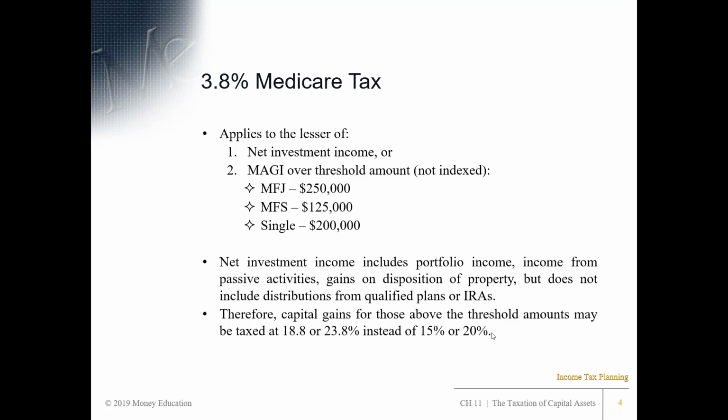AGI over the threshold amount, not indexed, of $250,000 for married filing joint, $125,000 married filing separate, and $200,000 for single. Net investment income includes portfolio income, income from passive activities like rental, and gains on dispositions of property, but does not include distributions from qualified retirement plans or IRAs. Therefore, capital gains for those above the threshold amounts would be taxed at 18.8 or 23.8% instead of 15 or 20%.